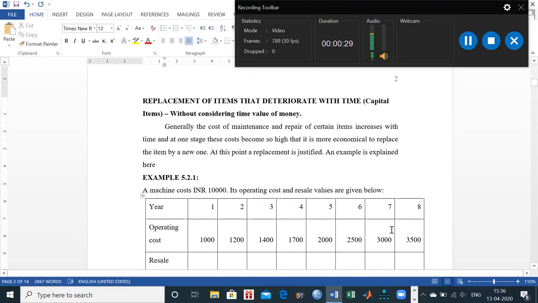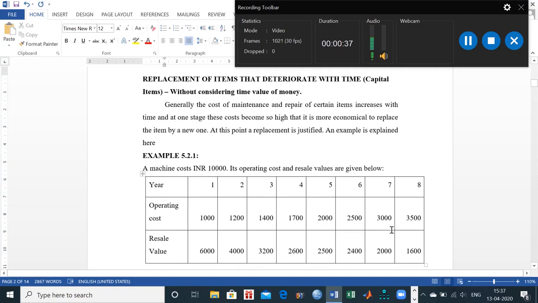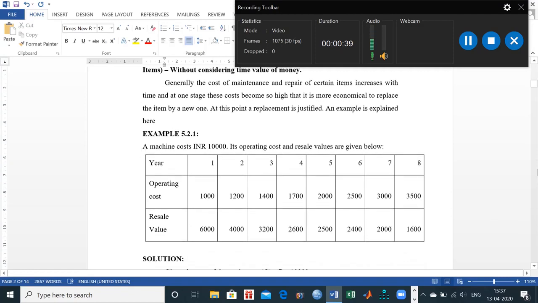This talks of replacement of items that deteriorate with time, capital items, but we are not going to consider the time value of money. Now I would suggest that you take a screen snapshot of the screen where you have the problem, and you could save it in your Word document or whatever, and then probably copy down the problem onto your notebooks at your own time.